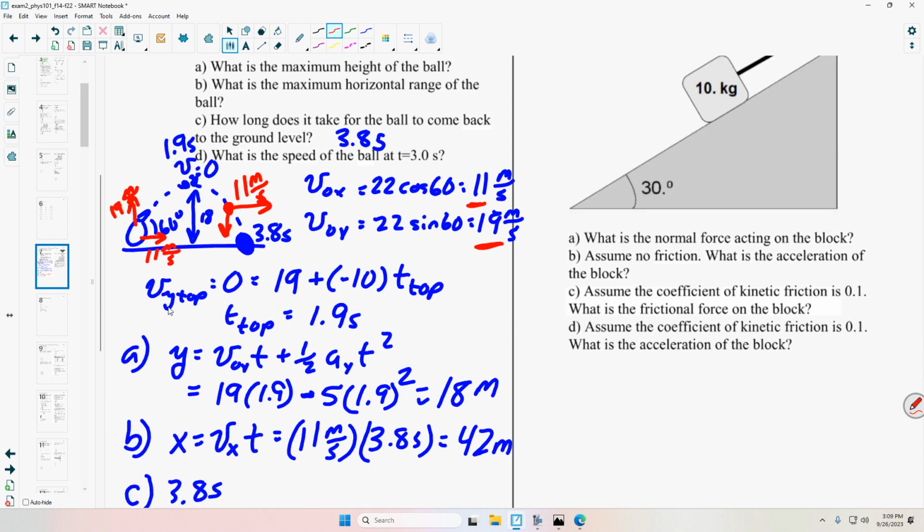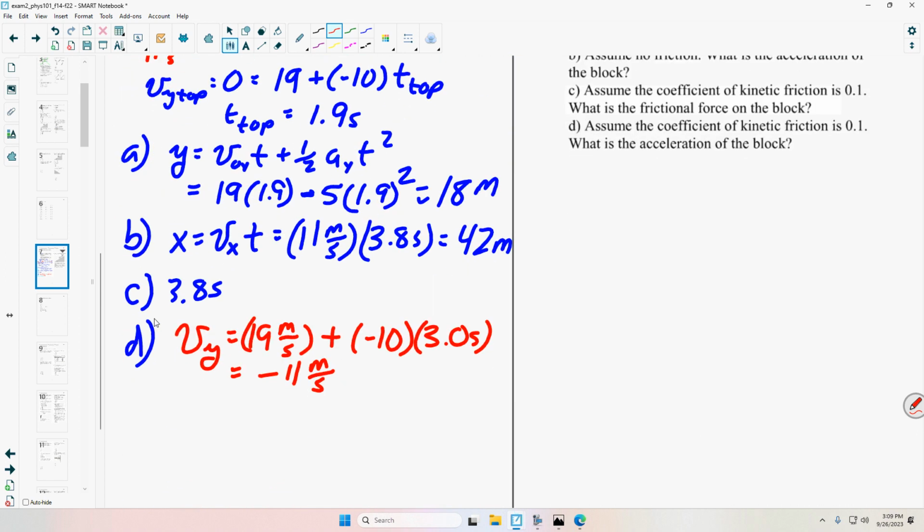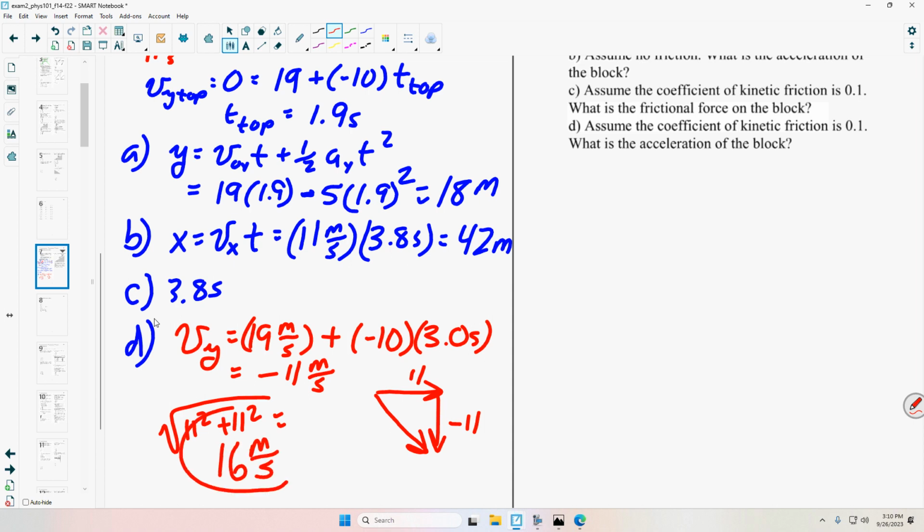Oh, yeah, so that's the same as the x component. So I have a vector 11 in this direction, a vector negative 11 in this direction. I want to know this vector. So say the square root of 11 squared plus 11 squared. Just drop the negative because it's squared. And that gives me 16 meters per second. That's the speed of that object at 3 seconds.